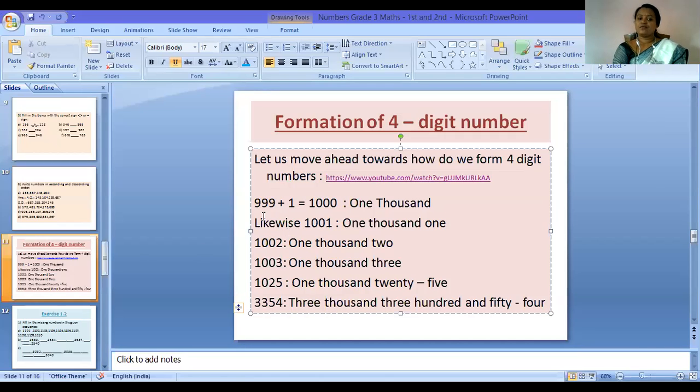Okay. So we had revised that 999 plus 1 results to 1000. So we have come into the 4-digit forms. Likewise, 1001 is written as 1001. Same goes for 1002, 1003, 1025 and 3354.